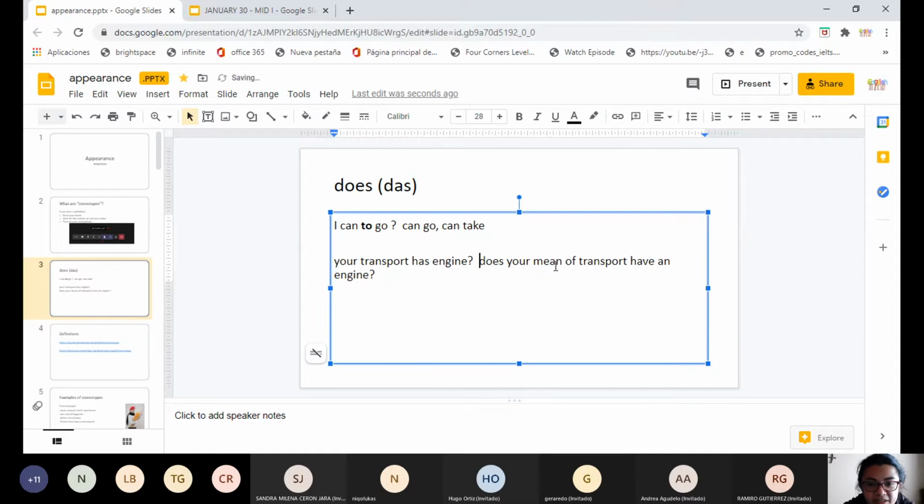If this is affirmative, it's fine. But as a question, we have to include does. Does it have? And have. So affirmative: yes, it has an engine. No, it doesn't have an engine if it's negative. But as a question, does and have. Does your mean of transport have an engine?